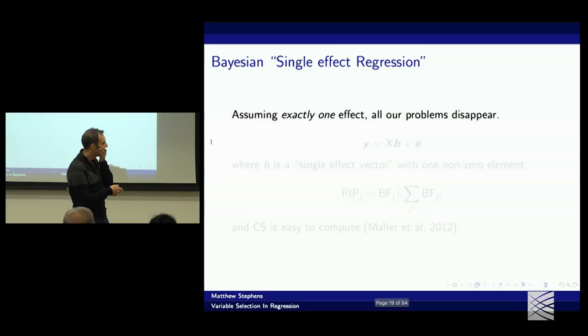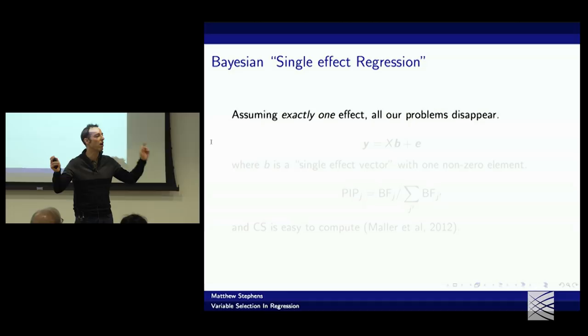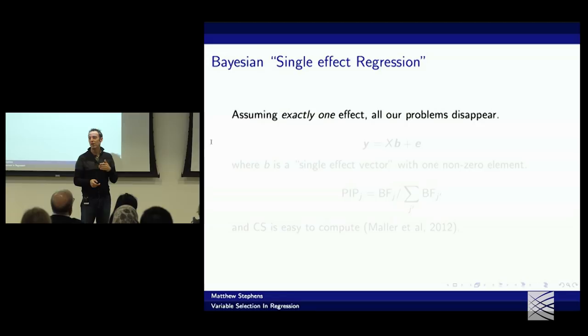Okay, so this comes back to a question that Daniel asked earlier, which is, well, what if we assume there's only one effect? What if we assume the region only contains one SNP that has an effect? It's a pretty strong assumption, but the good news is that if we make that assumption, all our problems disappear. It becomes really simple.